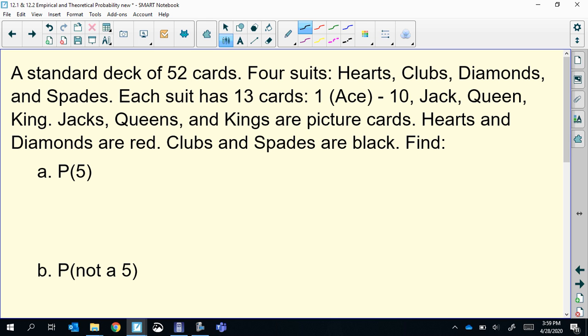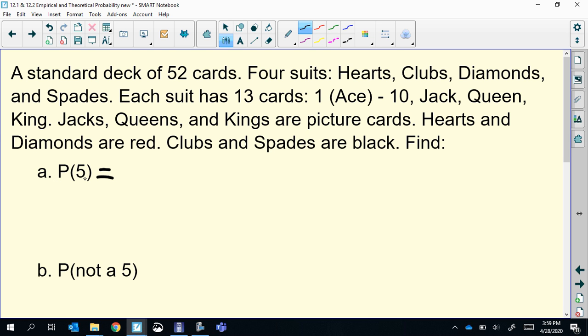Hopefully you're familiar with the deck of cards. If not, take some time, play some games with cards and learn them. Number 1, it would be fun. Number 2, it'll help you out on these probability questions. Even if it's just like war or something like that. Look it up if you don't know how to play it.